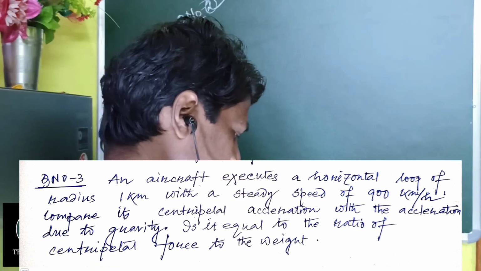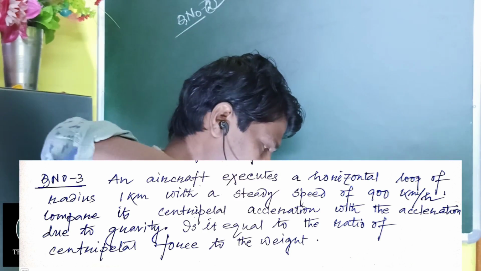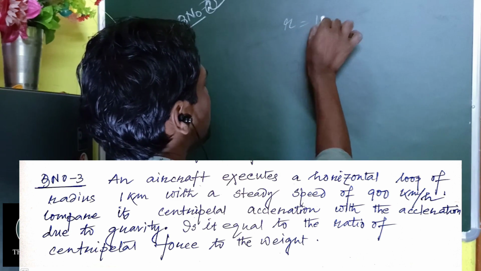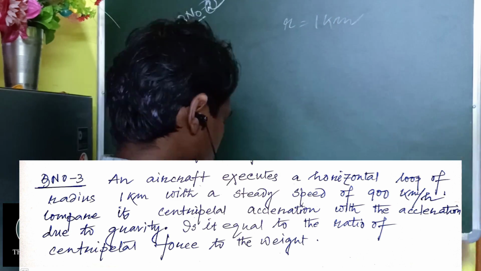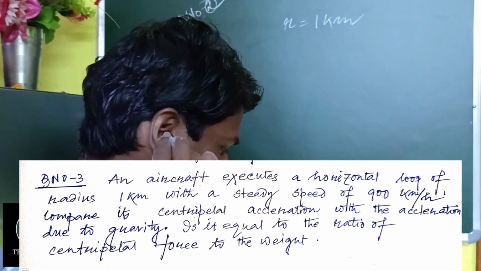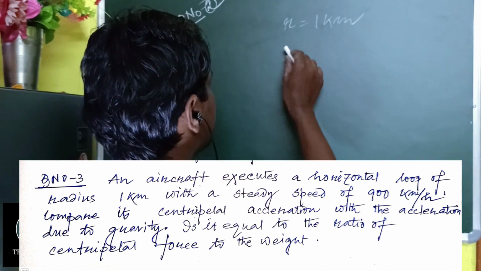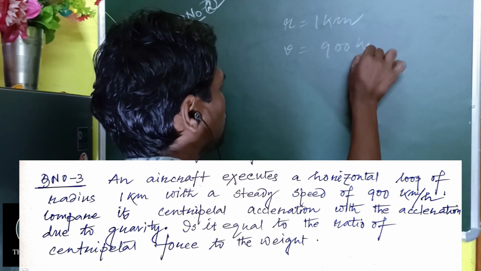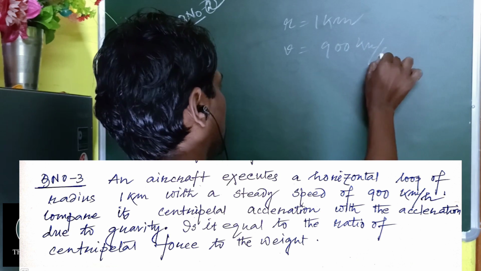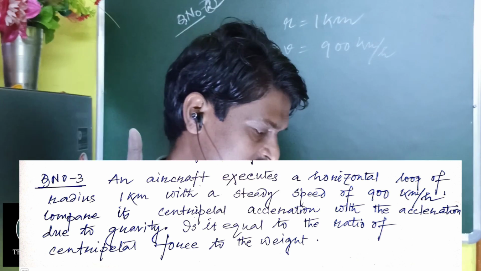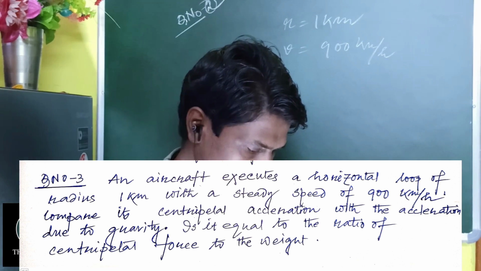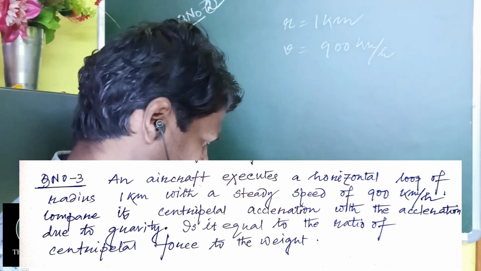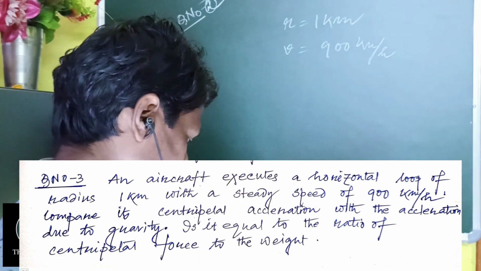An aircraft executes a horizontal loop of radius 1 kilometer. So r is 1 kilometer, and with a steady speed is given. So it is also given, that is 900 kilometer per hour. This is kilometer per hour, and compare its centripetal acceleration with the acceleration due to gravity.